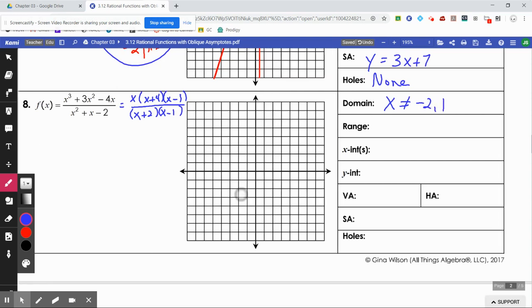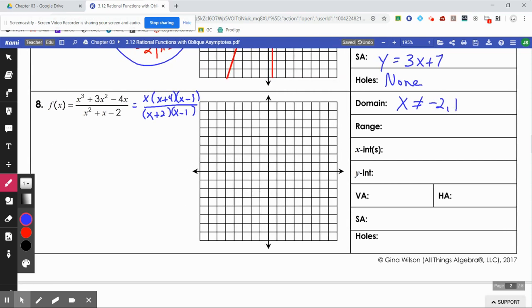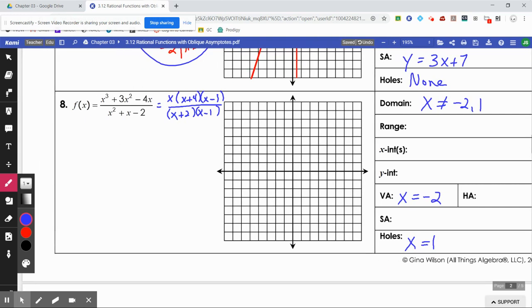Now, what happens there? You have one of each. Notice that there's a factor of x minus 1 on top and bottom. So you have a hole at x equals 1, and you have a vertical asymptote at x equals negative 2 because it's not a factor of top and bottom. If you would like to, you can now simplify that, take out your removable, and you now have x times x plus 4 on top, and x plus 2 on bottom.